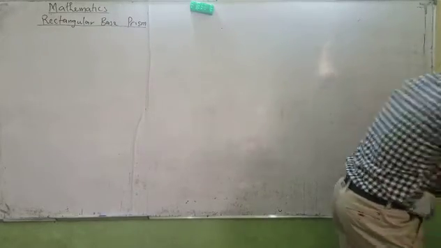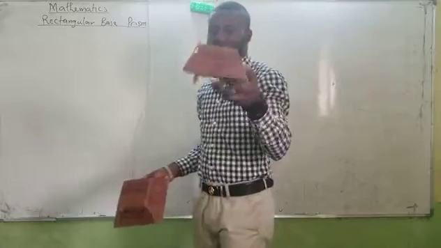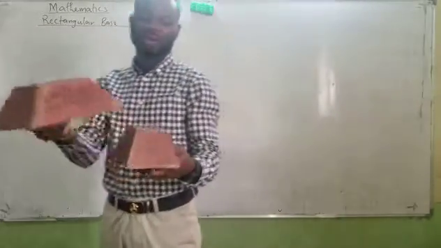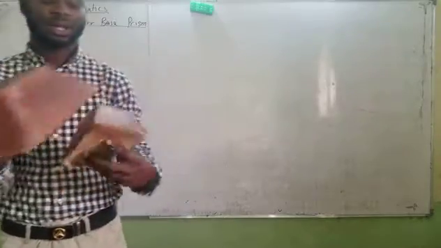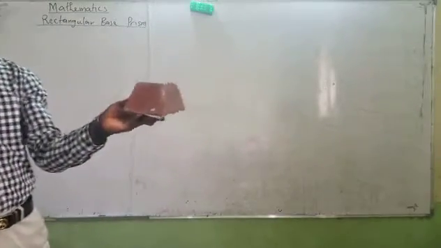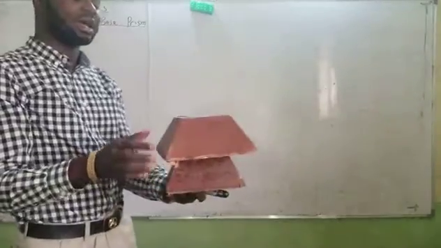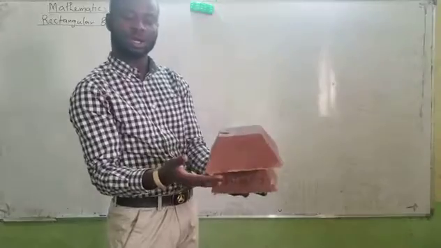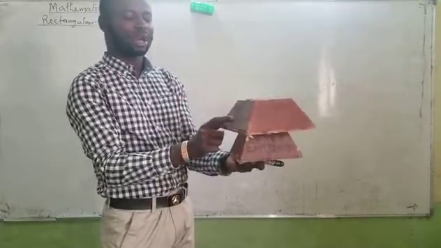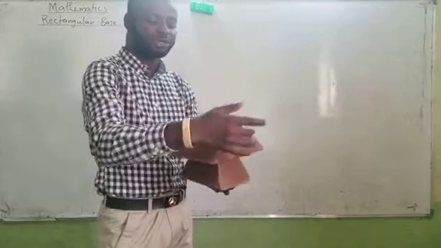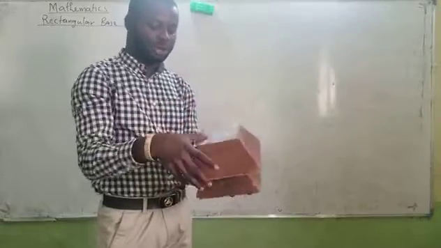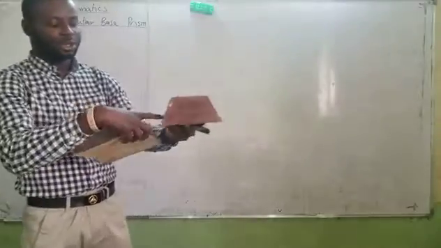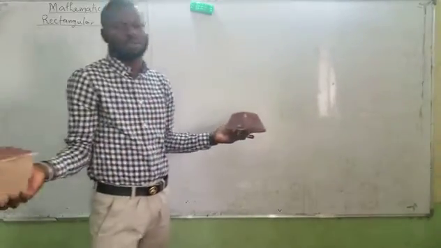Don't forget that this is a rectangular base prism. Can you see? This is a rectangle, this is a rectangle, this is a rectangle, and you form a prism. And also, this is a square base prism. This is a square. Can you see that this trapezium is equal to this trapezium, equal to this trapezium? Why is this trapezium equal to this trapezium? They are all trapeziums. Do you get me now?